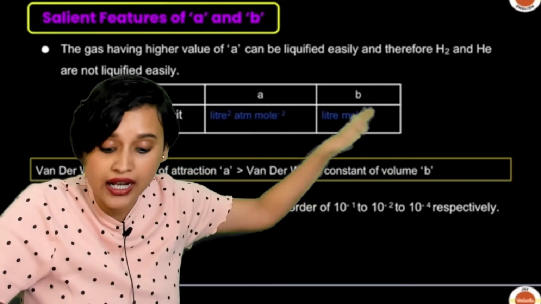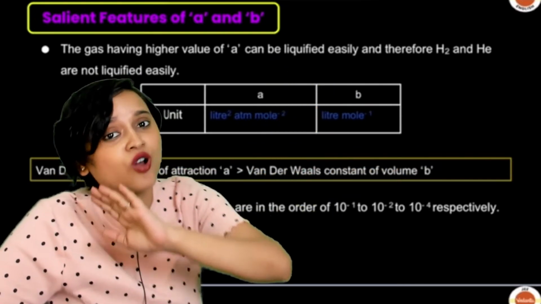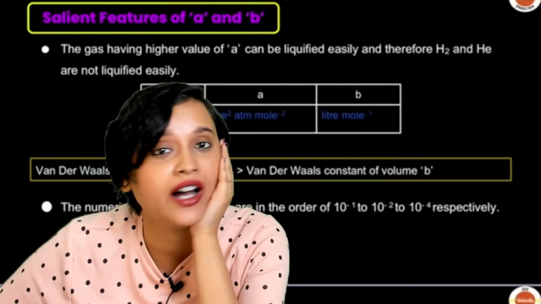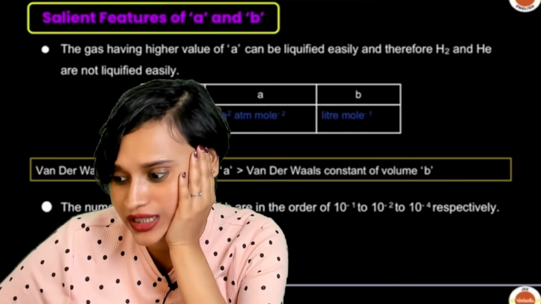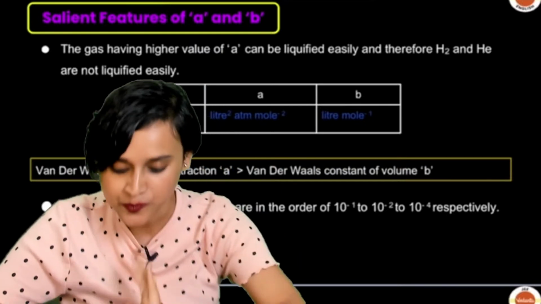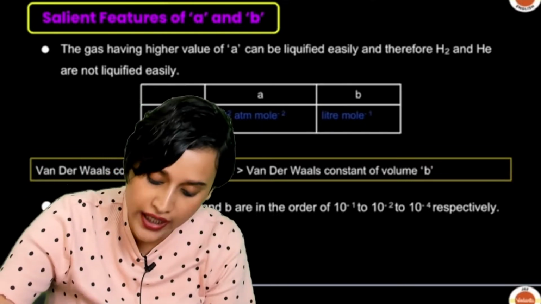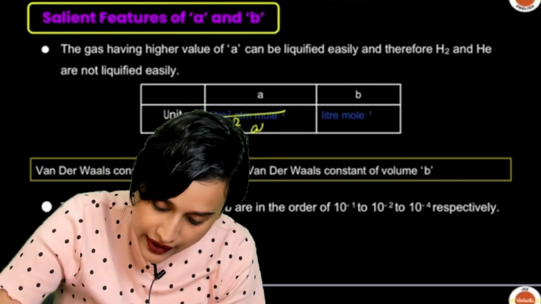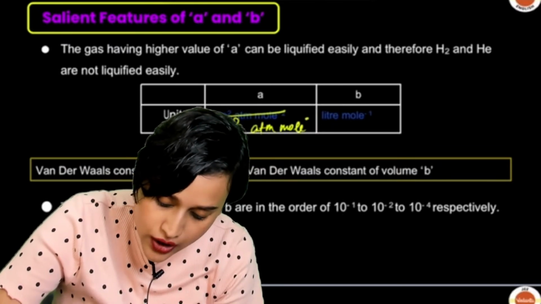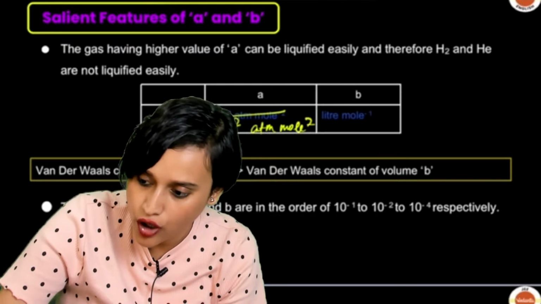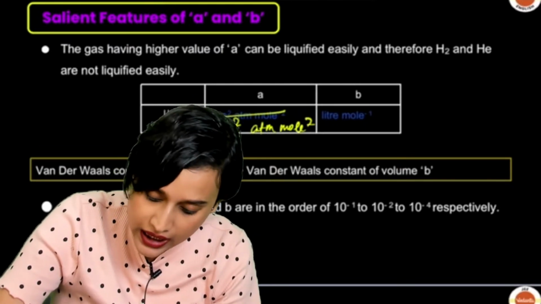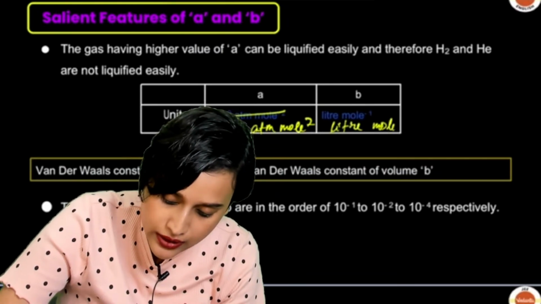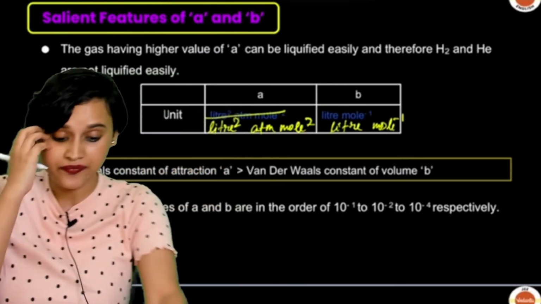And that is why hydrogen and helium are not liquefied easily. Do you know why? Because they don't have higher value of A. Are you clear? Alright. What is the unit of A? The unit of A is liter square atm per mole square. What is the unit of B? The unit of B is liter per mole.